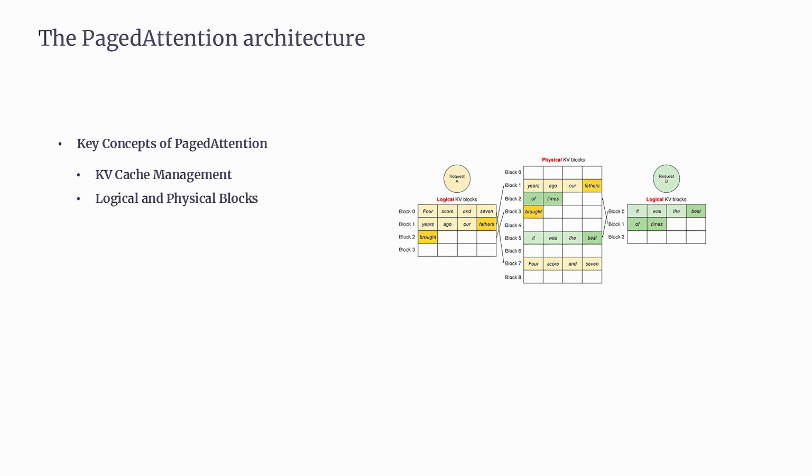2. Logical and physical blocks. PagedAttention makes a distinction between logical blocks and physical blocks. Logical blocks represent the way data is organized for processing, while physical blocks are the actual memory locations where the data resides. There's a table, called a block table, that keeps track of where each logical block is physically stored. This allows the system to manage memory dynamically and efficiently as new tokens are generated.